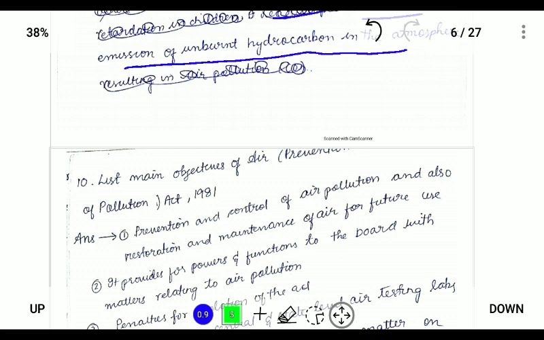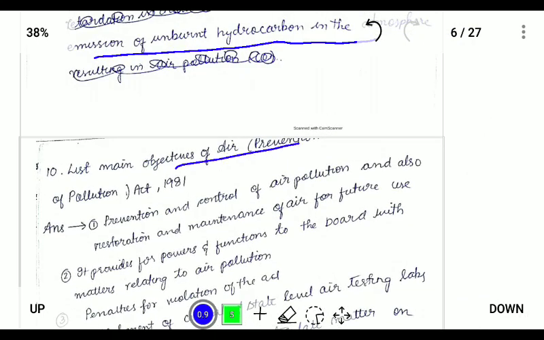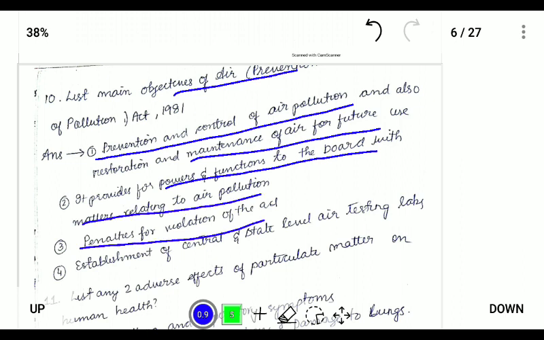List the main objectives of the Air Prevention and Control of Pollution Act 1981. What are the main features of this Act? So the first feature, for 2 marks, you can write that it is used to prevent air pollution and maintenance of air for future use, and it also provides powers and functions to the board with the matters relating to air pollution, and it also provides penalties for the violation of the Act and establishment of central and state level air testing labs. So these are the 4 provisions under the Air Prevention and Control of Pollution Act 1981.